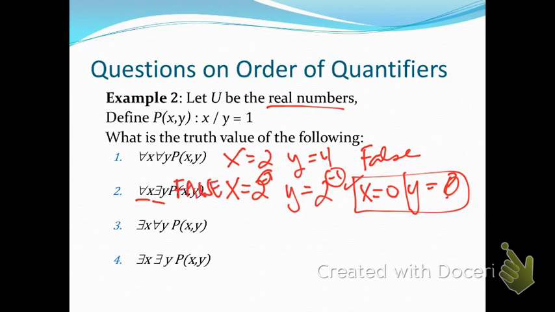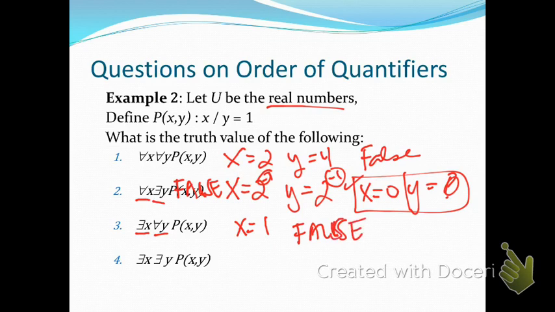Let's look at our next one. There exists an X that for all Y. All right, so there exists an X. Let's choose any X that for all Y. If I choose X to be 1, then every Y I choose, the only one that will work is 1. All the rest of them will not work. So this statement is false.